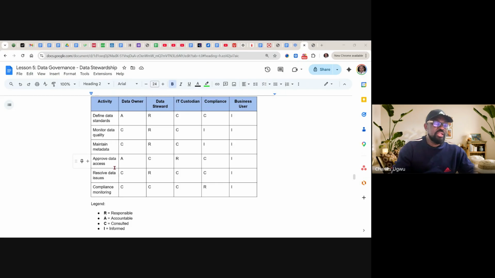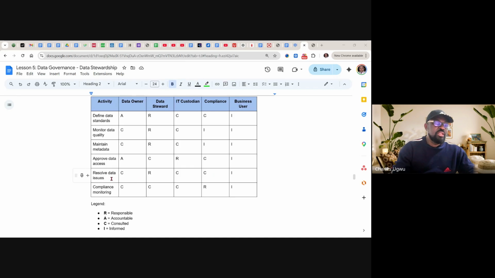Approve data access. Data owner is accountable. Data steward is consulted. IT custodian responsible. Compliance consulted. Business user informed.